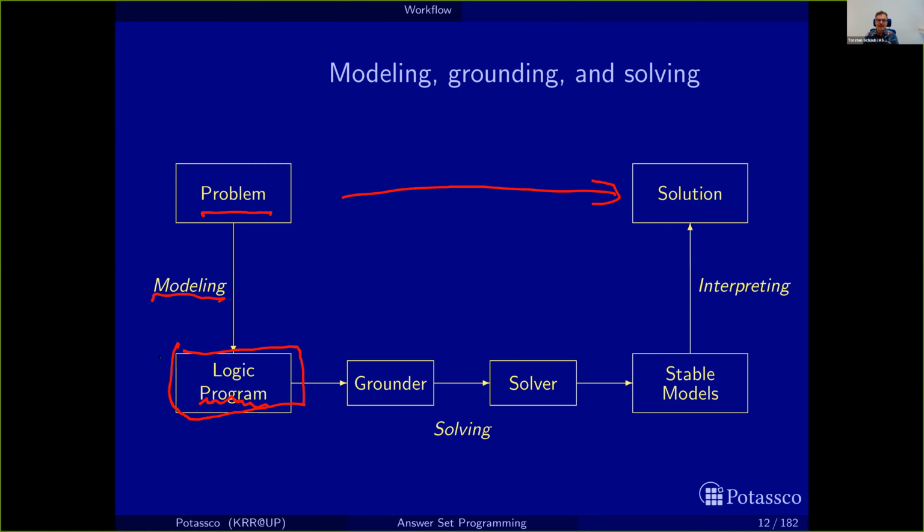It's just a formal representation of your problem. Importantly, it contains first order variables that range over a domain. Actually, in this case, just terms, right? And this is why there is this grounder box here. A grounder does nothing else than take the logic program with first order variables and eliminate all of them in a systematic way, so that at that point you get a propositional version of the logic program, and then the solver computes the models or does something with the models.